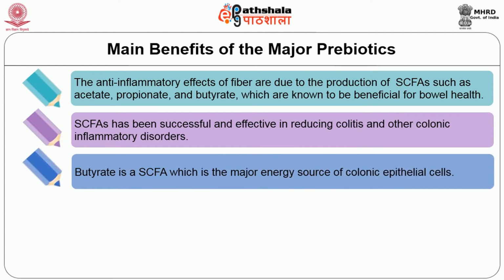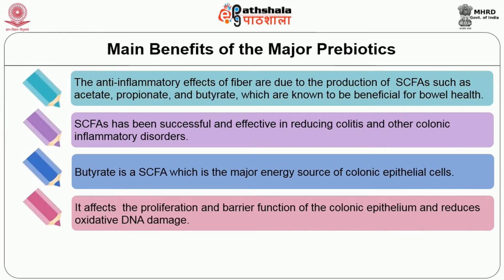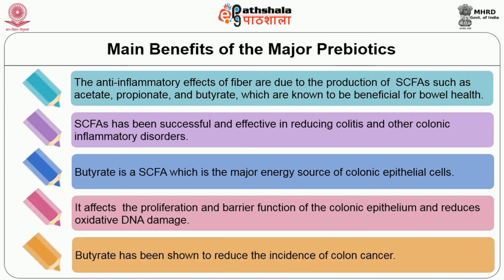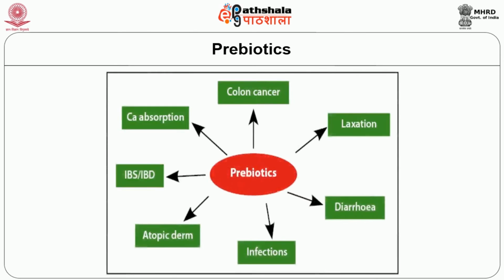Butyrate is a short-chain fatty acid which is a major energy source of colonic epithelial cells. It affects the proliferation and barrier function of the colonic epithelium and reduces oxidative DNA damage. Butyrate has been shown to reduce the incidence of colon cancer. Here you will see how prebiotics help in preventing many disease conditions. It prevents colon cancer. It functions as a laxative agent, preventing constipation. It helps in controlling diarrhea. It prevents infections. It plays a role in atopic dermatitis. It helps in preventing irritable bowel syndrome, IBS, and it helps in calcium absorption.